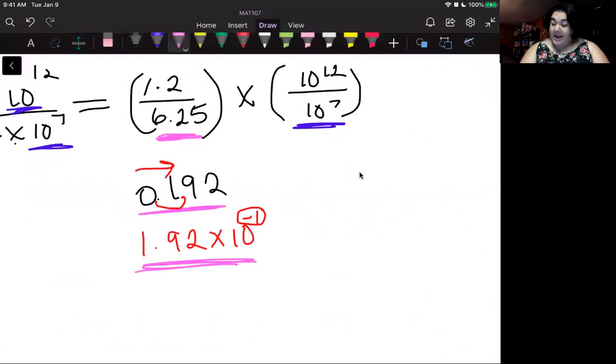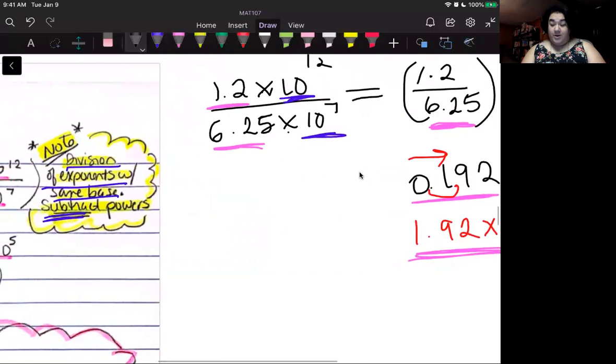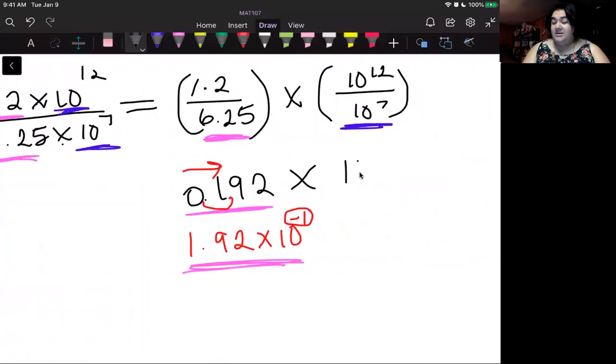Now we have to go times, and we divide our powers of 10. Now, according to this rule that I showed you right here, if we're dividing powers of 10 that have the same base, we subtract their powers. Well, if we do 12 minus 7, that gives me 10 to the 5th power. This is my new base 10, which I now need to bring down here with my new A. So if I bring it down, this becomes times 10 to the 5th.